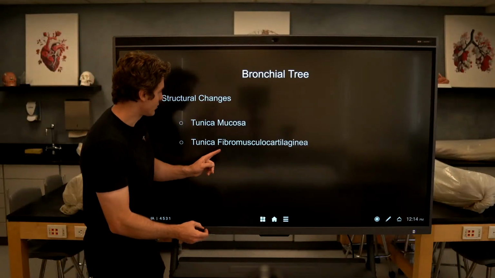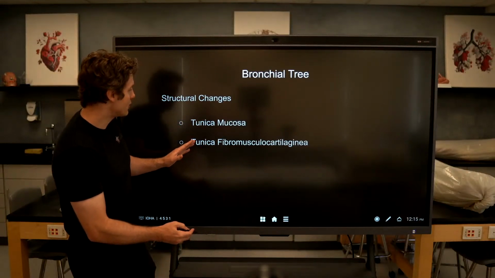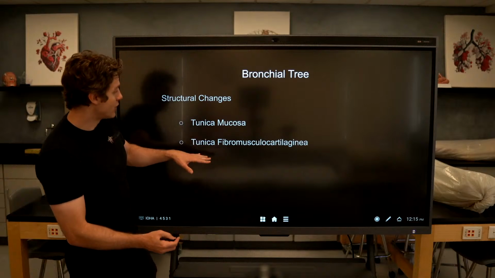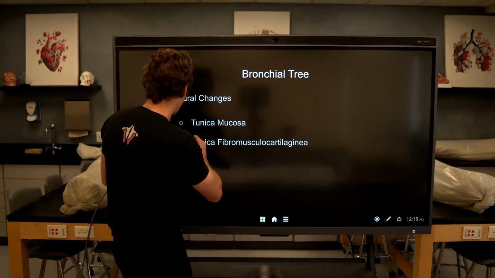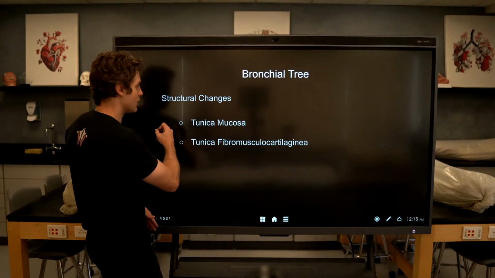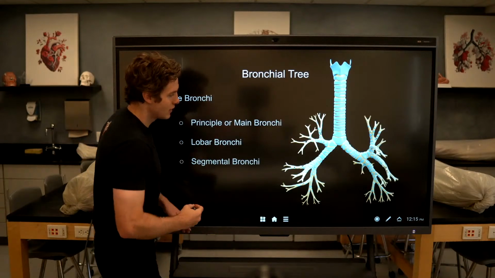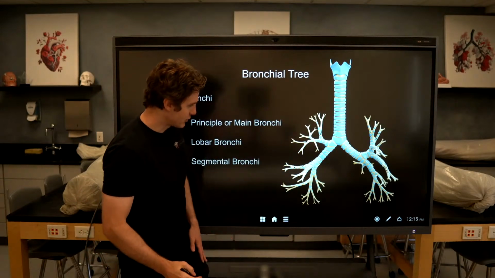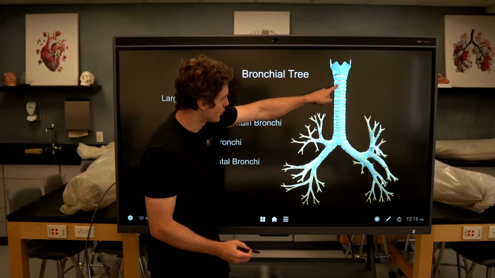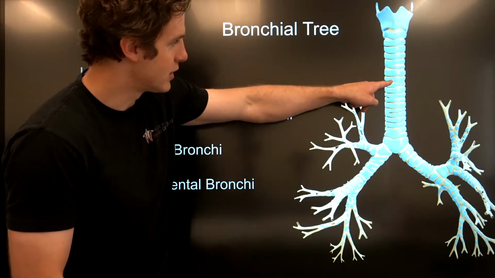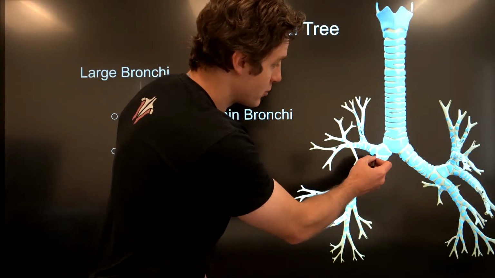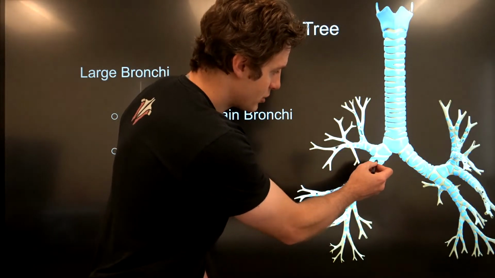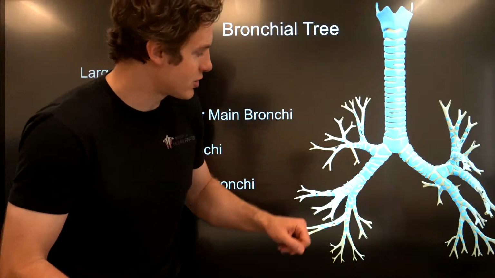So let me actually talk about it now. So the tunica mucosa and the tunica fibromusculocartilaginea, remember how I brought those up? Let me show you this picture here. If you look closely at this picture, you can see that the trachea has these rings in blue there. And what you're not seeing is that in between the rings there'd be smooth muscle, that yellowish or beige color there.